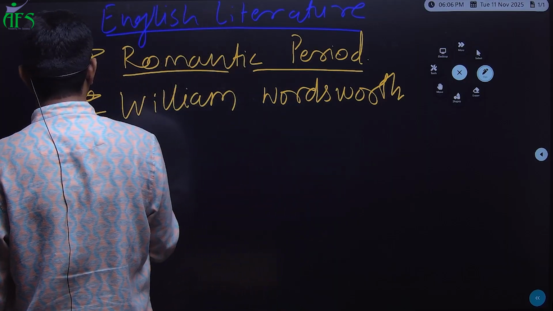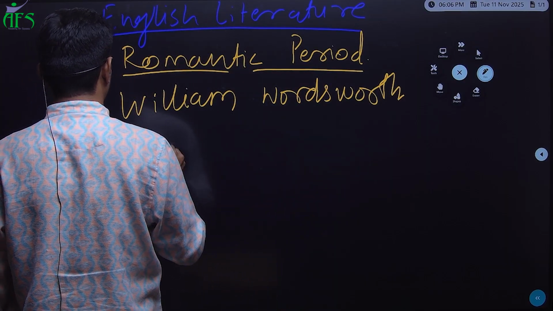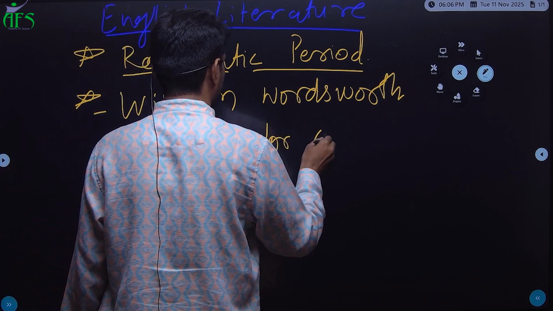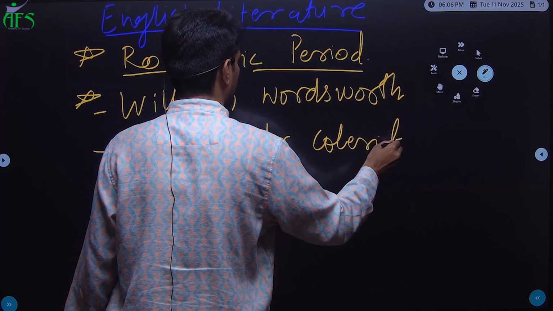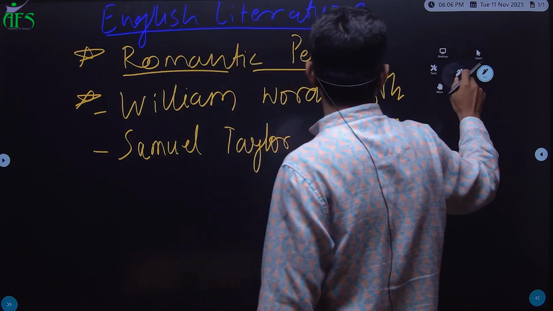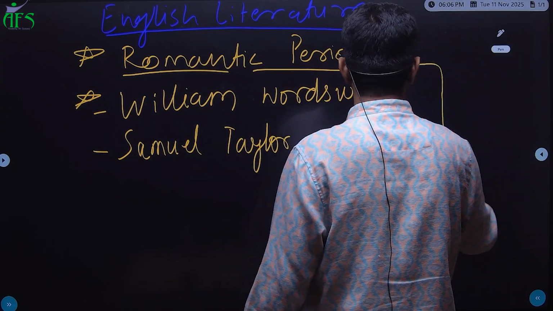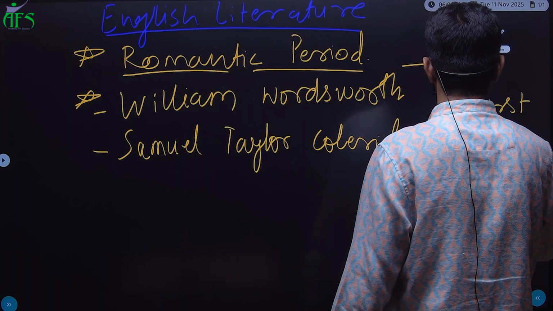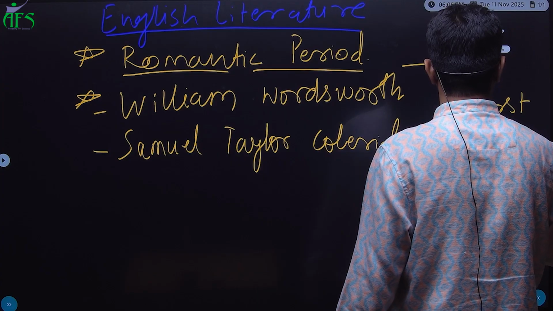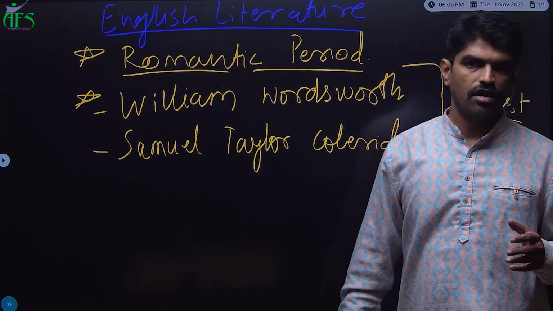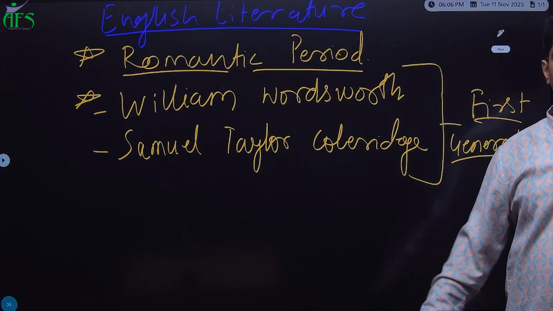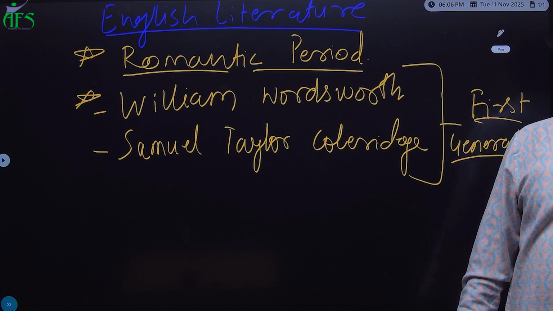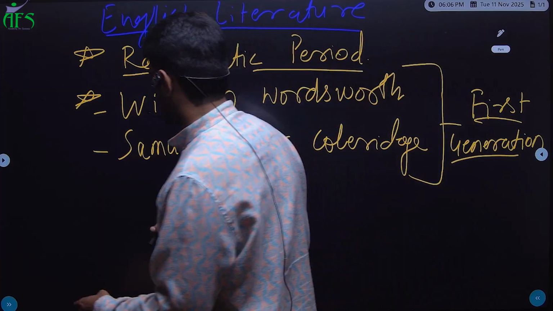And while talking about it, we also talked about another very important figure, that is Samuel Taylor Coleridge. These two people, by the way, are called the first generation of this Romantic period very particularly, and so they are very significant, because they play a key, a very vital role. And we see the various literature that they have been famous for so far.